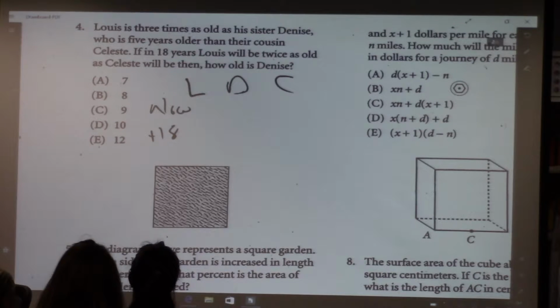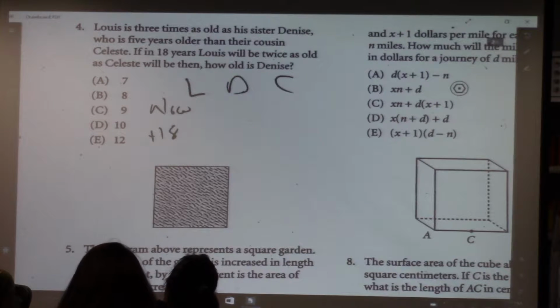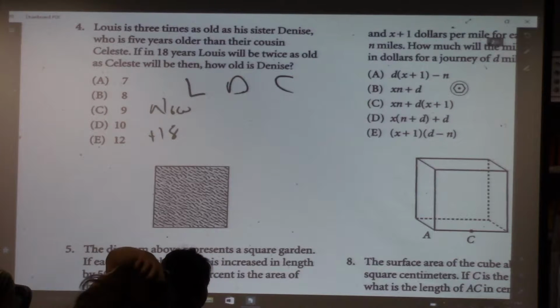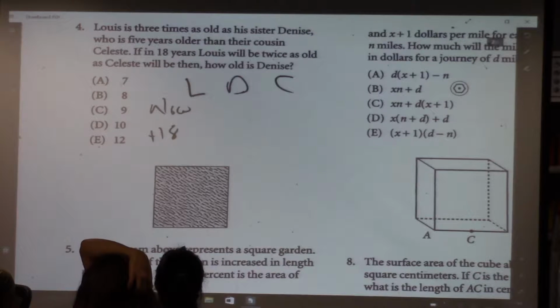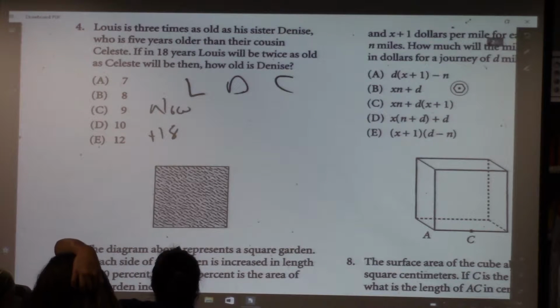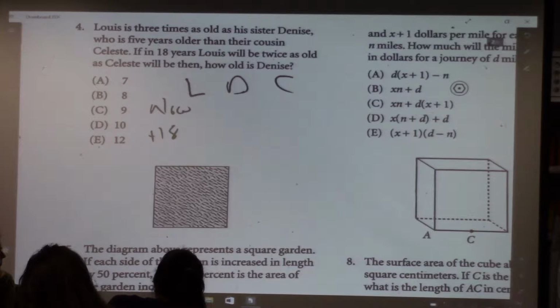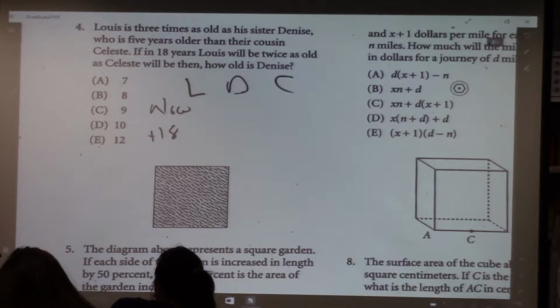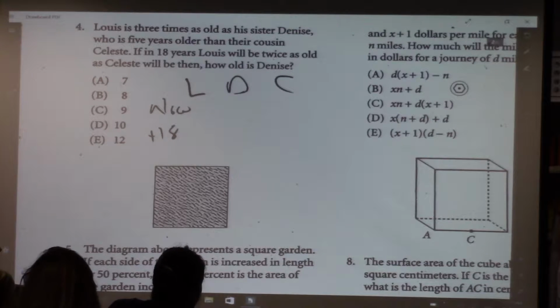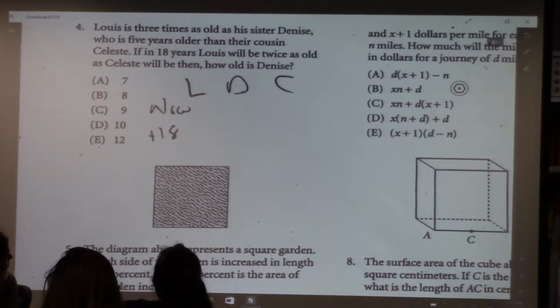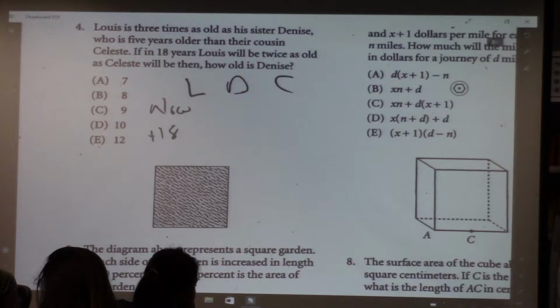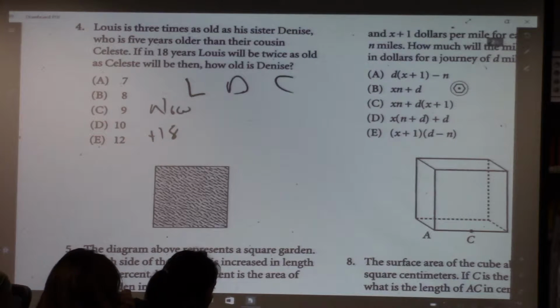Okay, so it says, how old is Denise? That's what the answer choices give us, right? So what we are going to do is use that to our advantage. We're going to decide based on the answer choices how old Denise is. Where do you wanna start? How old do you want her to be? We're just gonna try, and we're gonna see if it all works out. Give me the answer choice. C. You want Denise to be 8 years old?